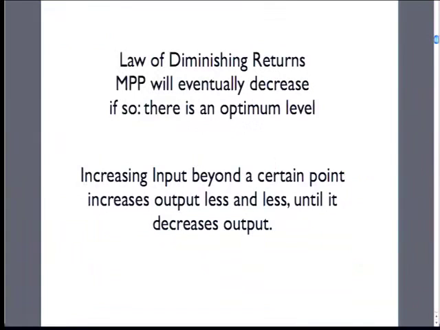One thing we can talk about is a law of diminishing returns to any given factor. So we think that in most cases, the marginal physical product will eventually be decreasing. So this implies that there's some optimum level. We can't just keep adding workers. We can't just keep adding nitrogen. There's going to be this law that's going to say at some point it's not going to be worth putting the extra units in.